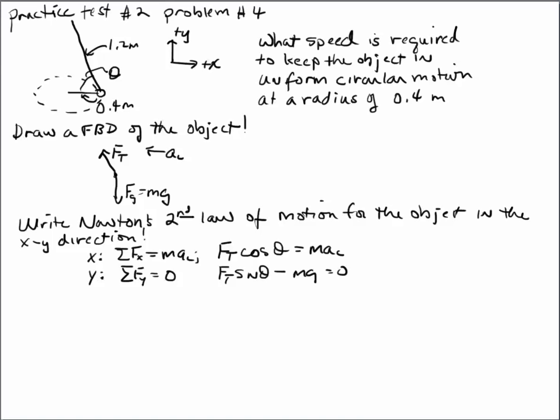And for the y component, the sum of forces in the y direction equals 0. The object is not moving vertically. Ft sine theta minus mg equals 0. Solve for the force of tension. Force of tension times sine theta is equal to the force of gravity, and that results in the force of tension equal to the force of gravity divided by the sine of theta.